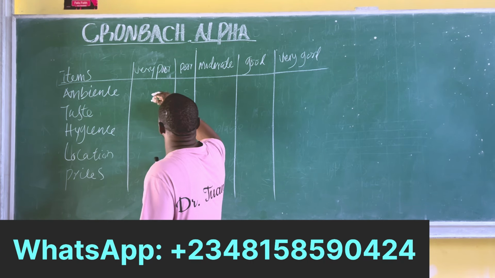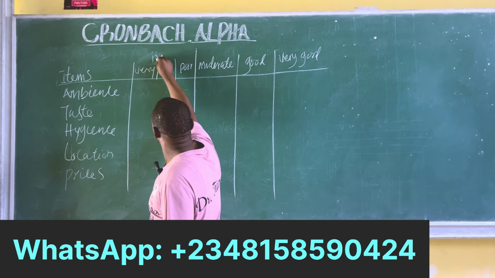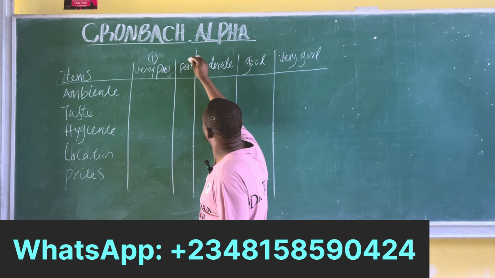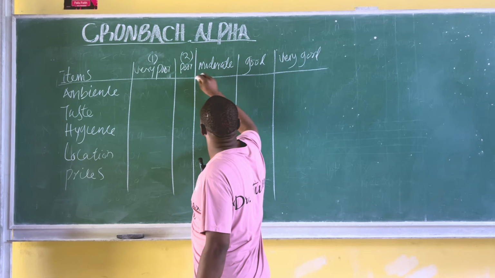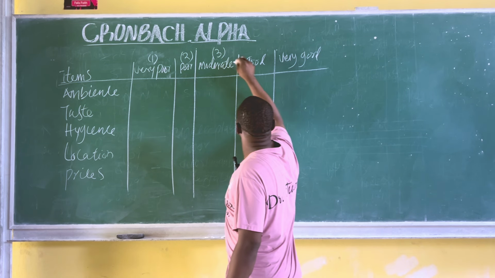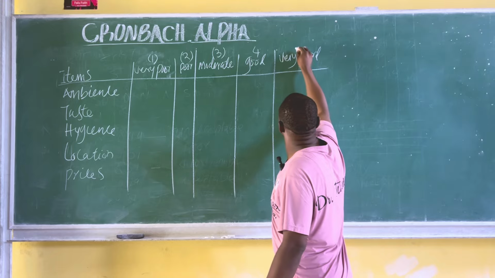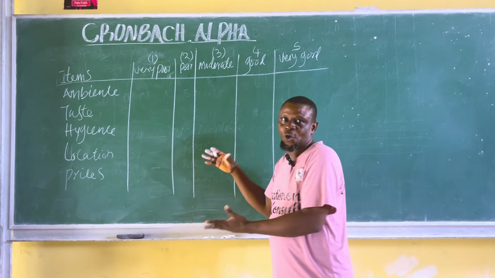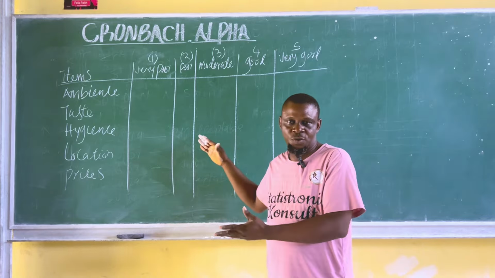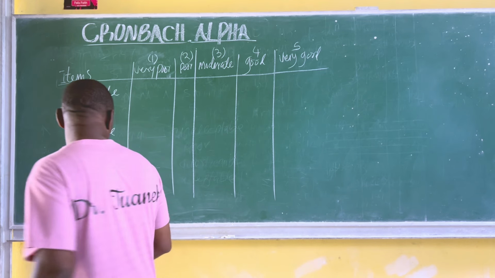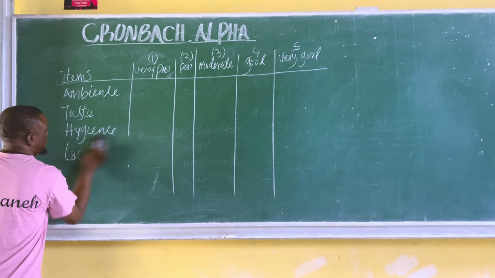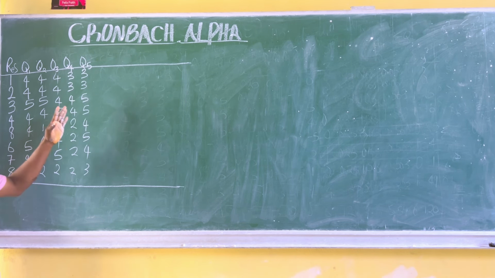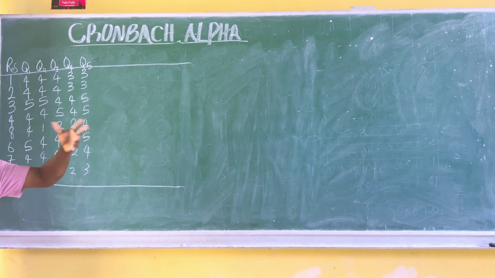Now, if you choose very poor, that will be coded as 1. If you choose poor, it will be coded as 2. Moderate is coded as 3. Good is coded as 4. And very good is coded as 5. This is what is used to obtain the data we are to present now. So these are responses on the questionnaire items. We had this to measure the preference for the fast food outlets.